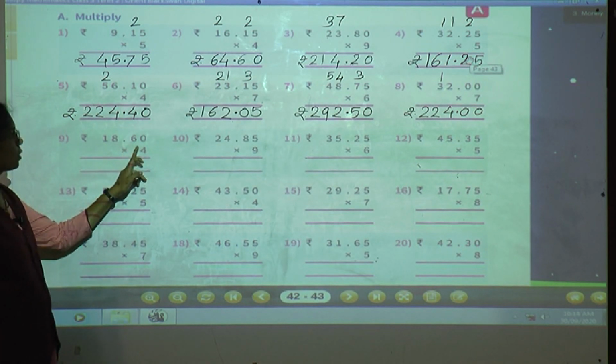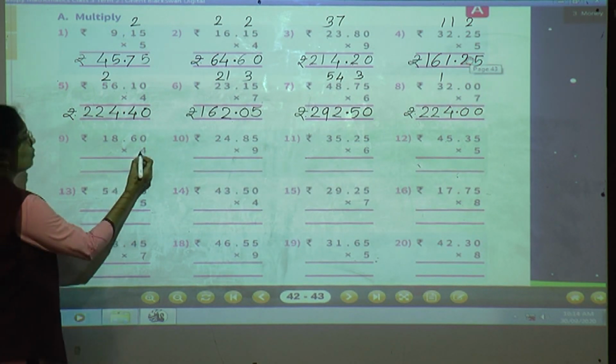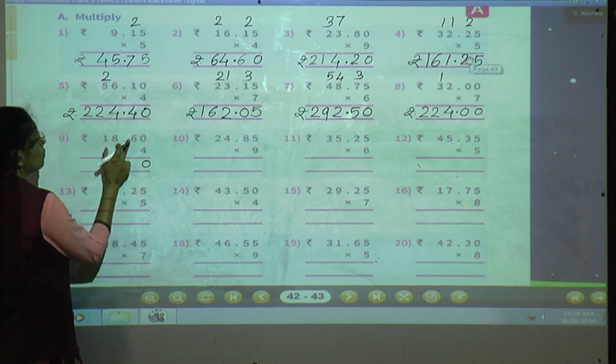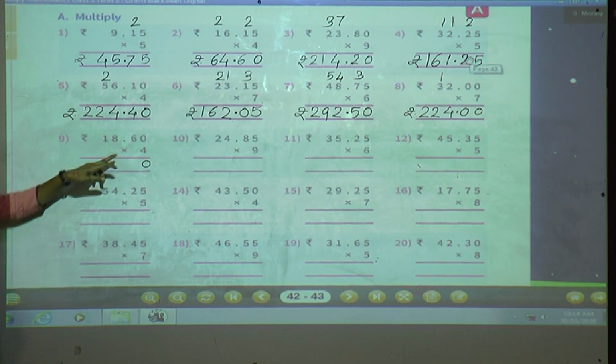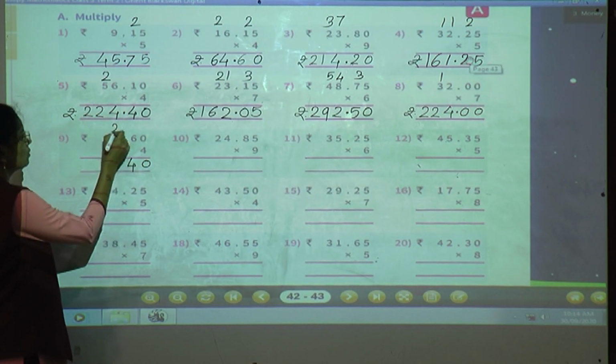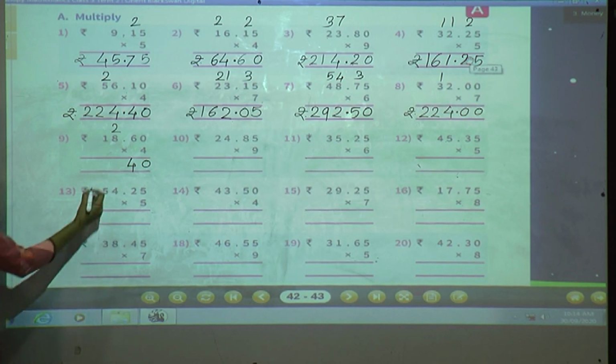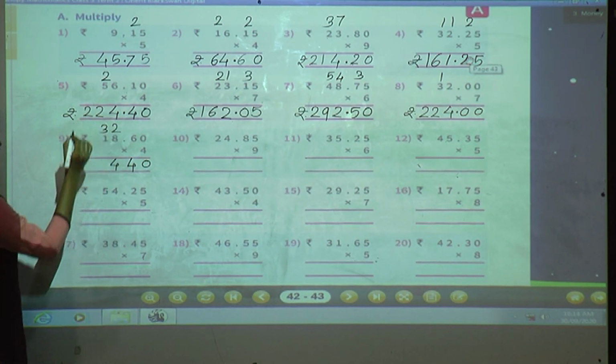Rupees 18.60 into 4. Yes, start the multiplication. 4 into 0, 0. 4 into 6, 4 6s are 24. So write here 4 and give 2 as a carry. Then 4 8s are 32. In 32 we have to add 2. 32 plus 2, 34. So here we'll write 4 and 3 as a carry.